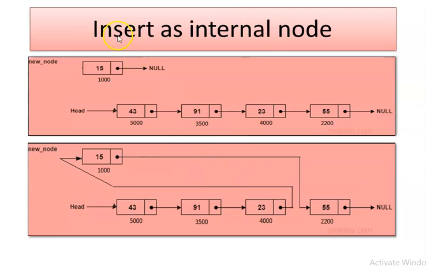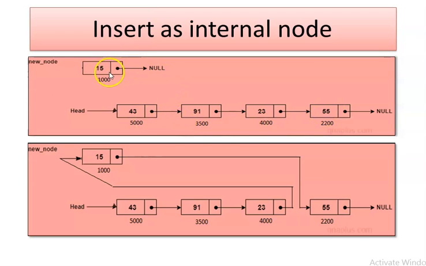Now a node can be inserted as an internal node, so that these are the external nodes. This is the first node, this is the last node. Anything in between can be considered as an internal node. By the addition of this independent node between these two, it also becomes an internal node. So at any location we can add this node between these two nodes.